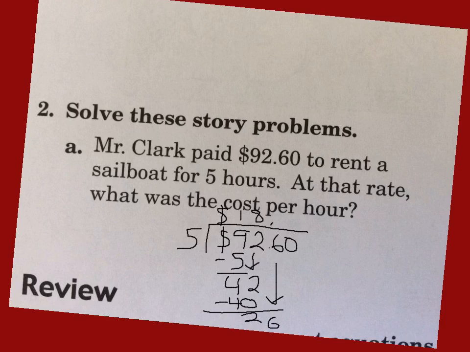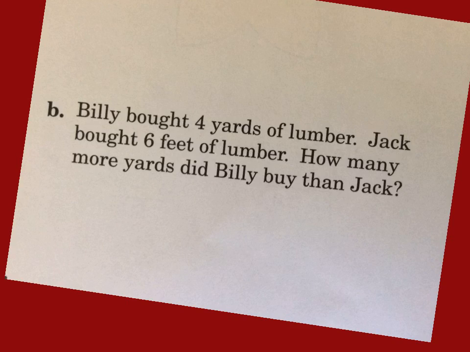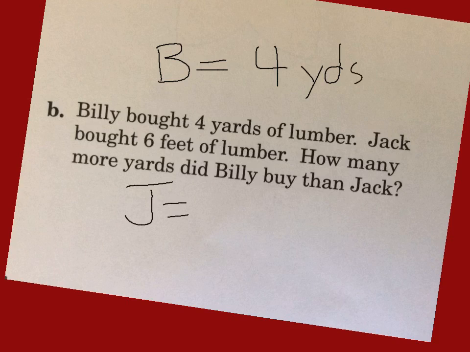On our next problem, it says Billy bought 4 yards of lumber and Jack bought 6 feet of lumber. How many more yards did Billy buy than Jack? Well, let's change it all into yards. Now, Billy, I'll put a B, and I'll say he got 4 yards. And Jack, I'll put a J. Now, if we're changing it to yards, 6 feet, every 3 feet is 1 yard. So he got 2 yards. And then the question is, how many more yards did Billy buy than Jack? And our answer is going to be 2 yards.